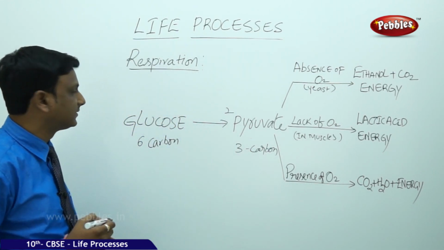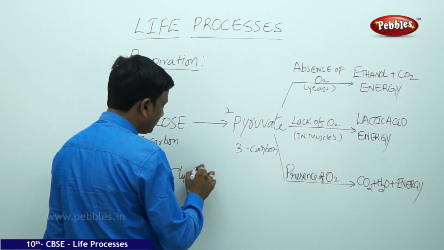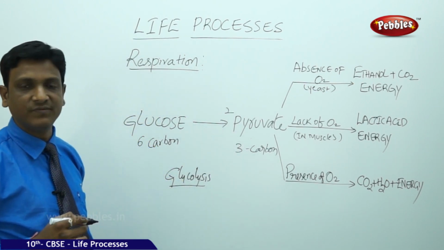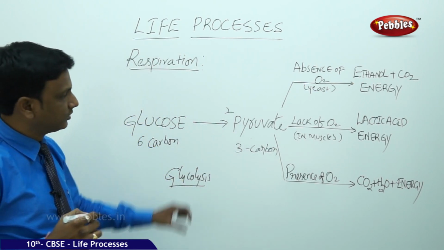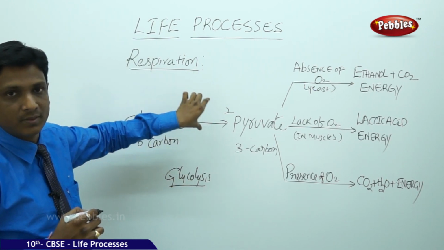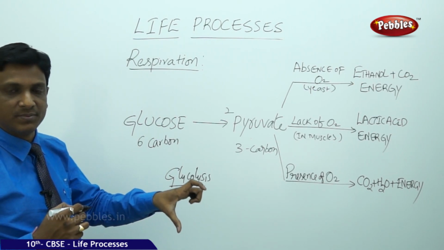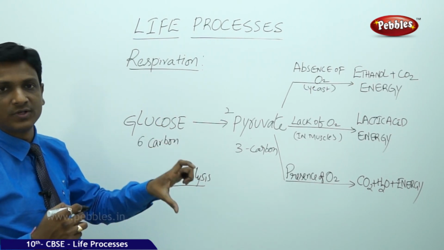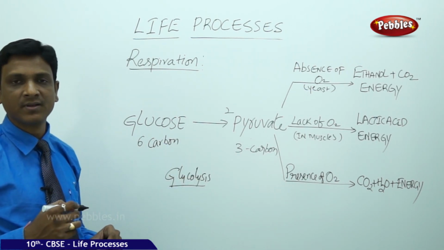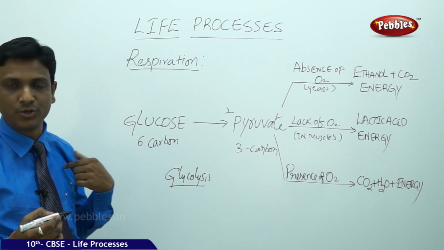This is called glycolysis. Glycolysis means breakdown of glucose into 2 molecules of pyruvic acid, which takes place in the cytoplasm. This is common for any kind of respiration, in aerobic organisms or anaerobic organisms. Some organisms carry out respiration without the presence of oxygen; those are anaerobic organisms like bacteria and yeast. Other organisms carry out respiration in the presence of oxygen, like human beings.